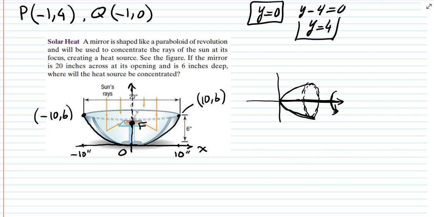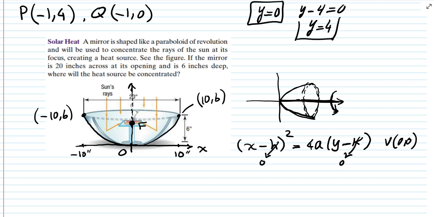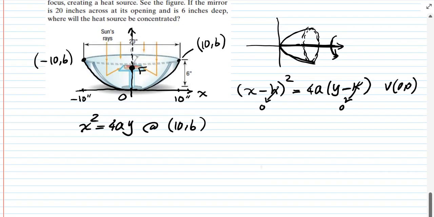Because the vertex is at (0, 0), and it is a vertical parabola, the equation is going to be in this form. I'm writing the general form, but h is 0, and so is k, because the vertex is at (0, 0). Therefore, the equation of this parabola is going to be x squared equals 4ay, right? The simple version. Now, we're given a point on the parabola at (10, 6), because I need to find a. Once I know a, I have the equation. And we're given the point (10, 6), so I'm just going to use that point.